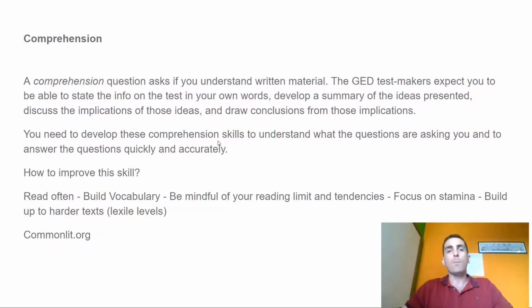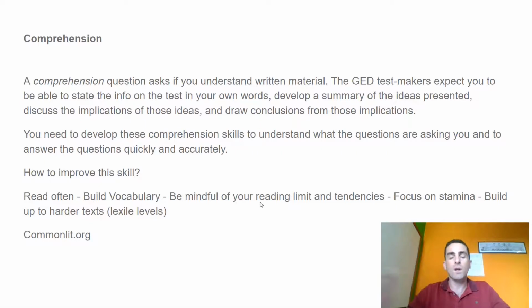Then we have good old comprehension, everyone's favorite. Okay, a comprehension question asks if you understand the written material presented. The GED test makers expect that you are able to state the information on the test in your own words, develop a summary of the ideas presented, discuss the implication of these ideas, and draw conclusions from these implications. Okay, you need to develop your comprehension skills to understand what questions are asking you and to answer the questions quickly and accurately.